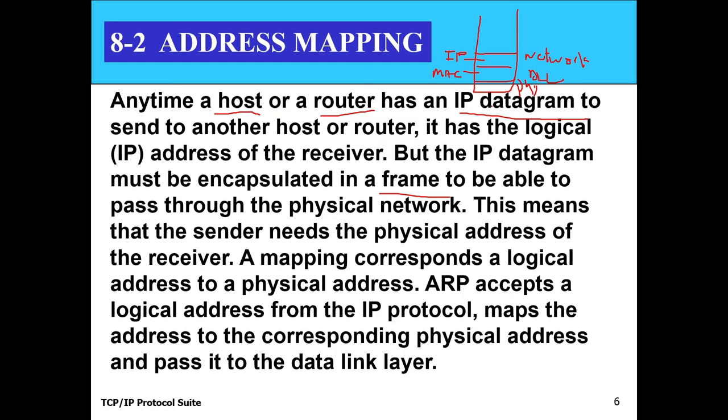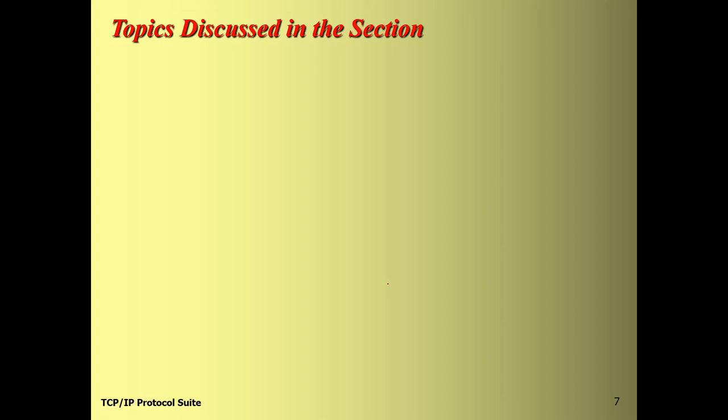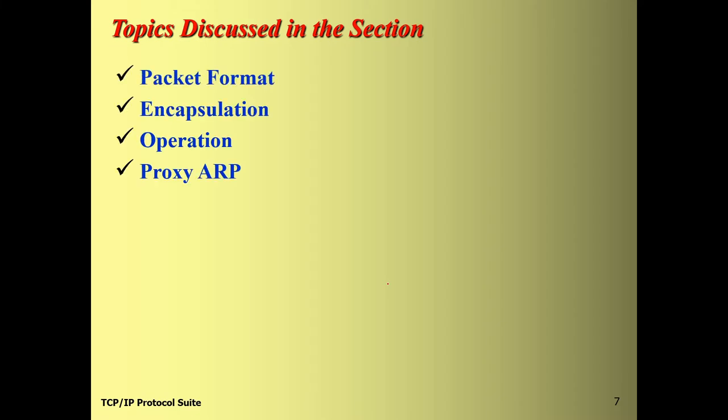the data, all right? We need to be able to encapsulate the data into a frame, and the frame needs a hardware address for the next hop. All right. If you don't know it, you have to get it, and that's what we use ARP for. So ARP accepts the logical address from the IP protocol, maps the address to the corresponding physical address, and passes it to the link layer.